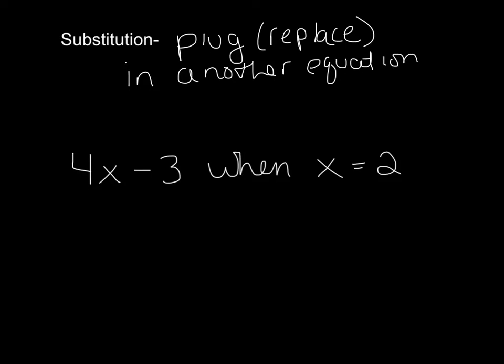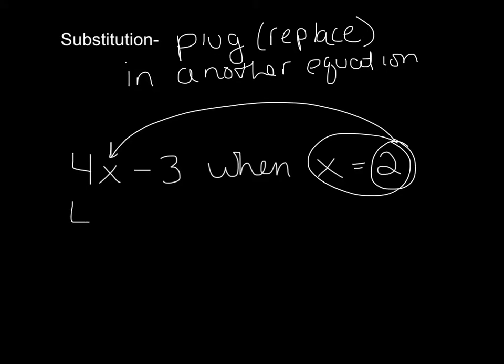Okay, so let's look at 4x minus 3 when x equals 2. Well, how would we simplify that? We would take the x equals 2, and we would take that 2 and we would plug it in for x. So that would give us 4 times 2 minus 3. So we would have 8 minus 3, which would give me 5. Okay, so that's just a simple version of what substitution actually is.